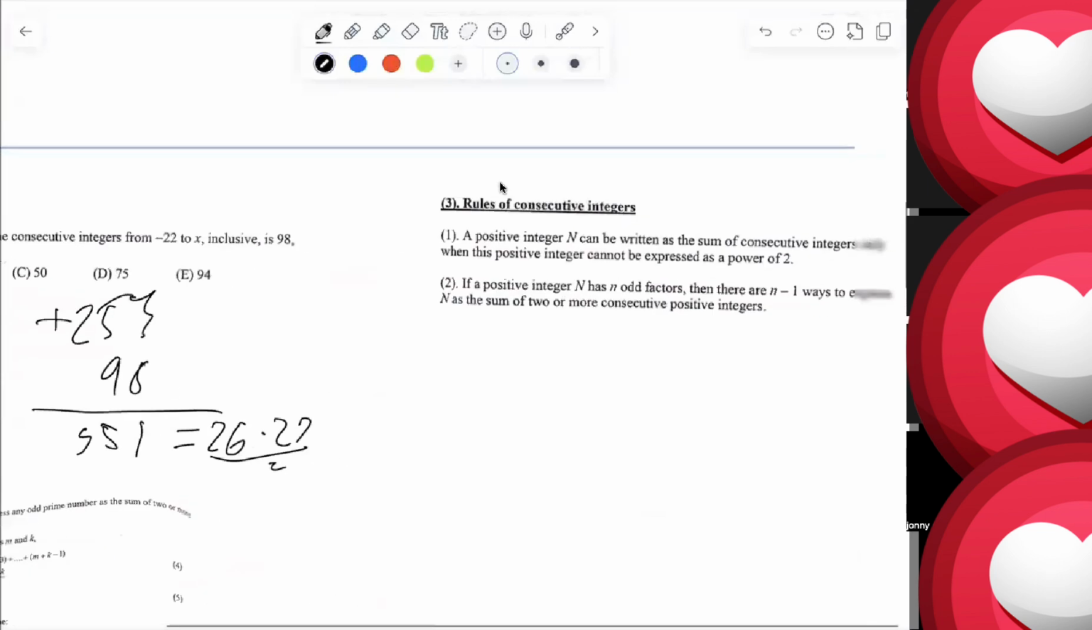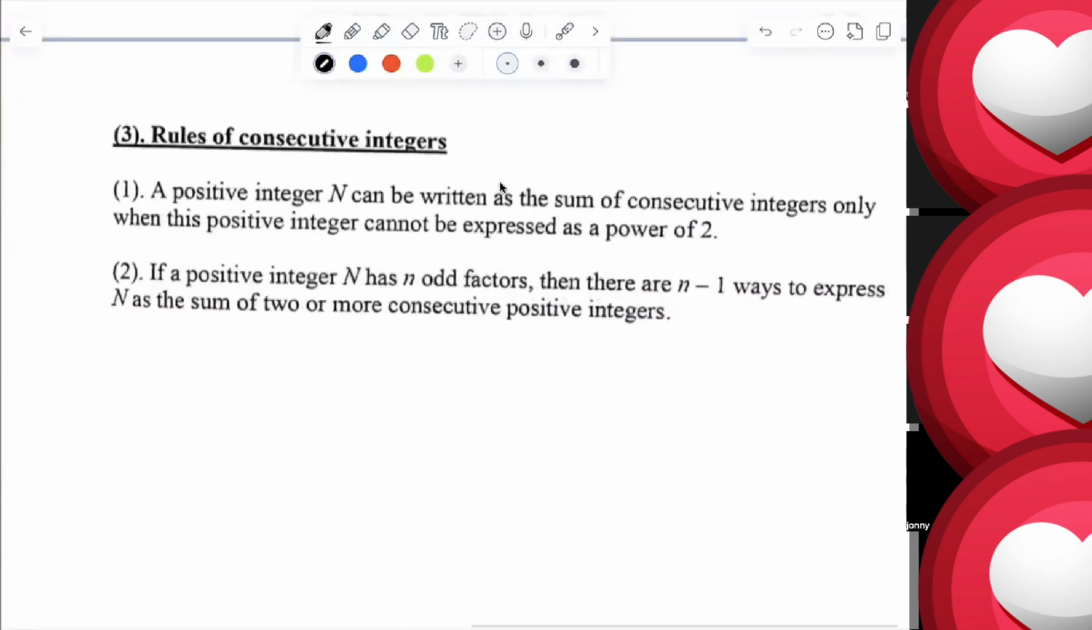Let's move on to rules of consecutive integers. A positive integer n can be written as the sum of consecutive integers only when this positive integer cannot be expressed as a power of 2. This might be true, so let's try an example to see.